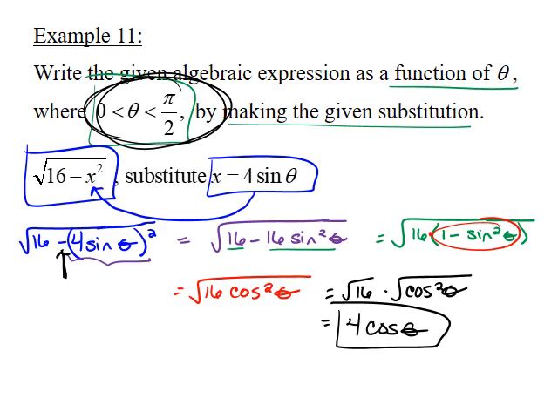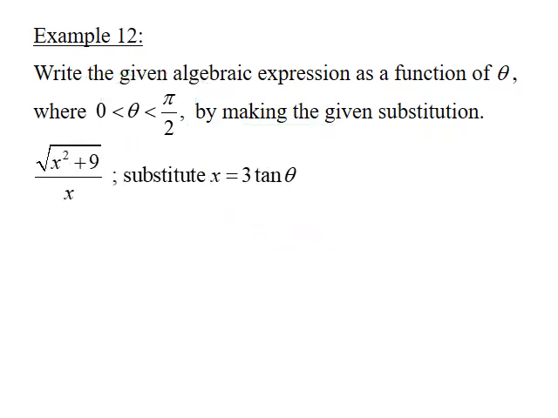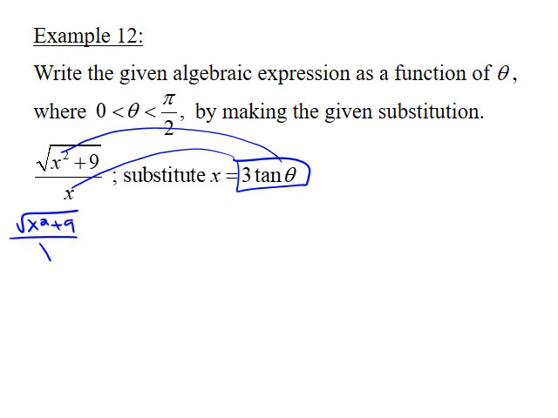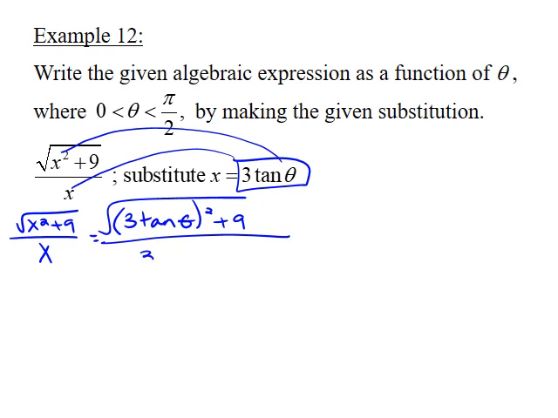Let's try one more of these. Okay, so same rules, but now I have two x's and I'm going to substitute tangent of theta in here. So this becomes the following. 3 tangent of theta, all of this is squared, plus 9, all over 3 tangent of theta in the denominator. Now, I'm not going to just take the square root of stuff.